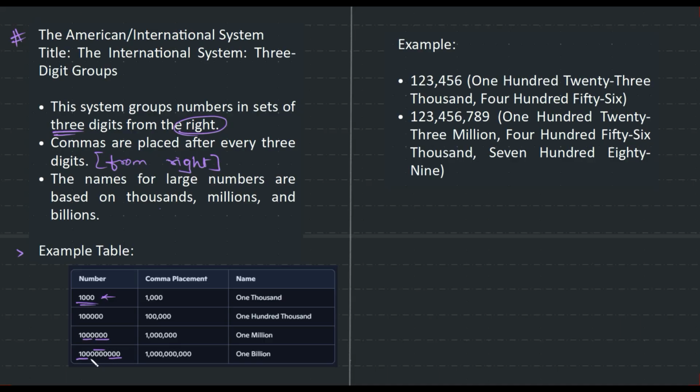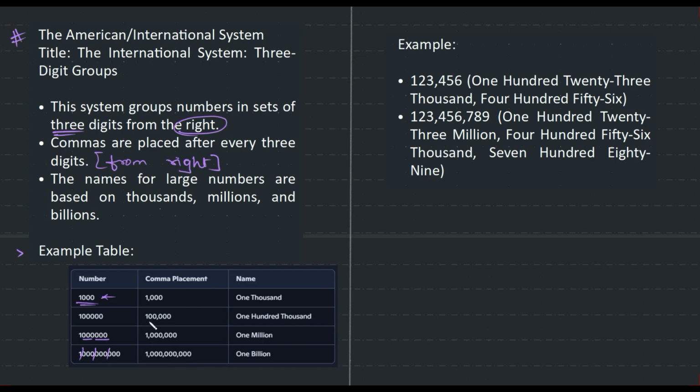Oh, I missed one. 1, 2, 3, 1, 2, 3, and 1, 2, 3. So here we have again commas, right? 1, 2, 3 commas. That's it. That's the first thing to do.